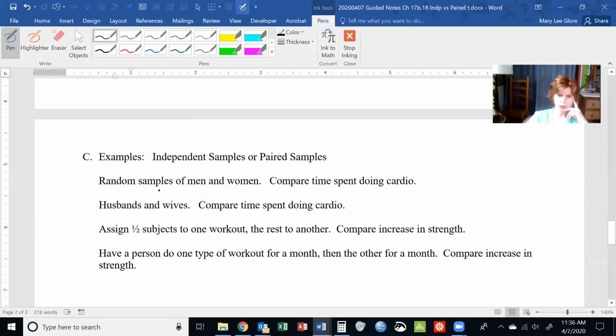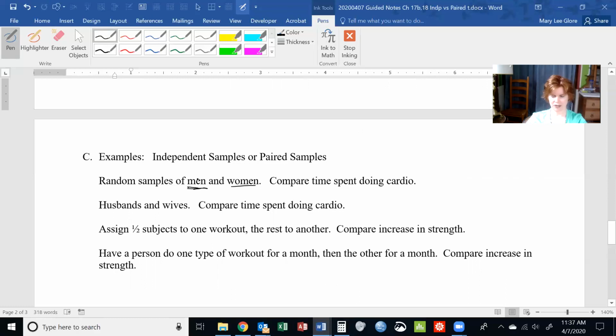So here's some examples, and we're going to determine whether these are independent or paired. The first one: I take 2 random samples, one of men and one of women, and I compare their time spent doing cardio. Well, this is pretty much the same example, so hopefully you know what this one is. So is this independent? Are the men and women independent of each other, or are they pairs of observations?